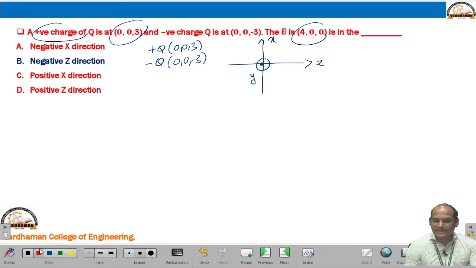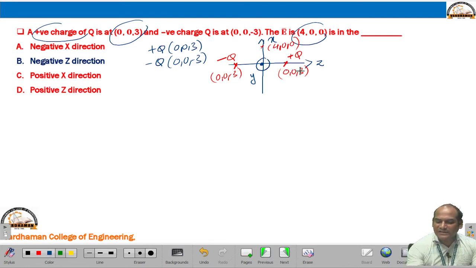So, we will now represent the given point charges. At 0, 0, 3, for example, on the z axis, plus q charge is available. At 0, 0, minus 3, we have minus q. Now, the resultant electric field we need is on the x axis at 4, 0, 0. So, we need the electric field because of these two charges. First I will find the electric field due to the charge plus q which is available at 0, 0, 3.